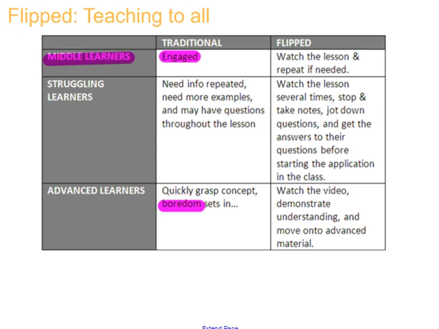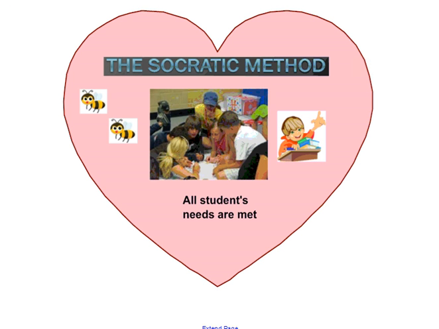In a flipped classroom, it's very different. The middle learners will watch the lesson at home and they'll repeat maybe at home if needed. The struggling learners, when they're at home, they'll watch several times. They'll stop and take notes. They'll jot down their questions with ease and without that social stigma. And then you will get their answers to the questions before the start of the application process the next day in class. It's a much less stressful process for the struggling learners. And the advanced learners love it because they're finally being challenged. They quickly can demonstrate understanding with the material, and then when they get to class the next day, they'll get advanced work.